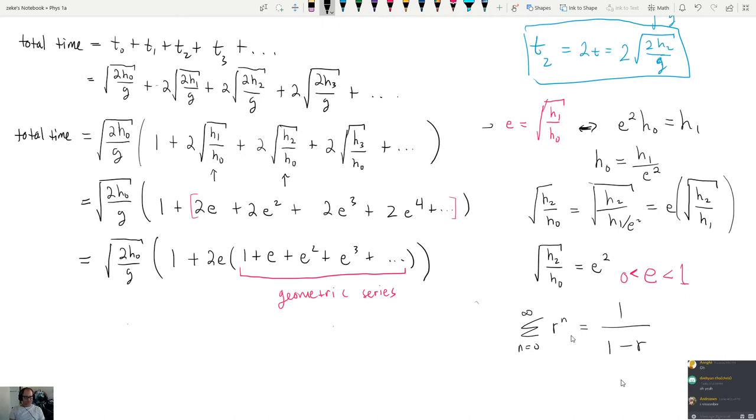If I have the sum of some r, which is a ratio or a fraction, to the n power from n equals 0 to infinity, it's equal to 1 over 1 minus r. And that's when I believe the first term is 1. If the first term is e, it'd be like r over 1 minus r.